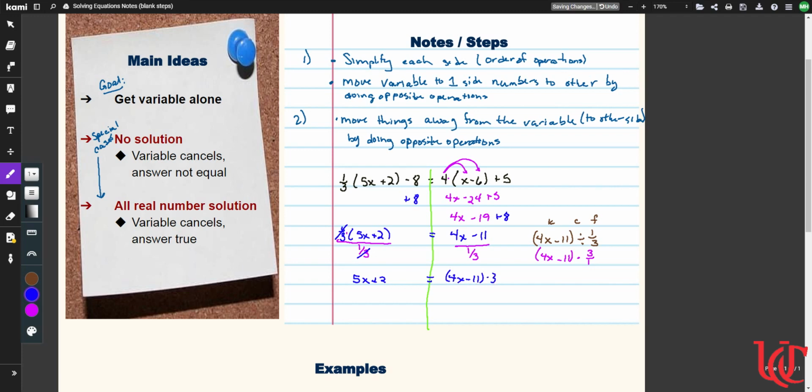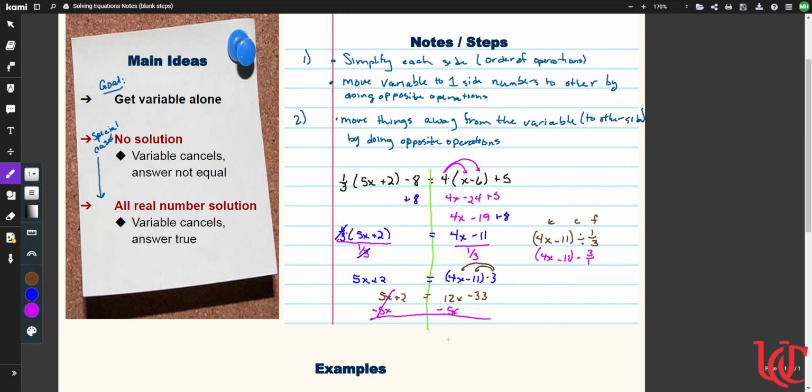So now I can go back and say, ooh, I can simplify each side as much as possible now that I've moved things away from that parentheses. So distributing, I'm going to have 12x minus 33 equals 5x plus 2. Now it's an equation like we've seen before in other classes, and I'm going to get the x's on one side, the numbers on the other side, and I'm going to start by moving the smaller x. So I'm going to go minus 5x. This is where we're doing the opposites, minus 5x.